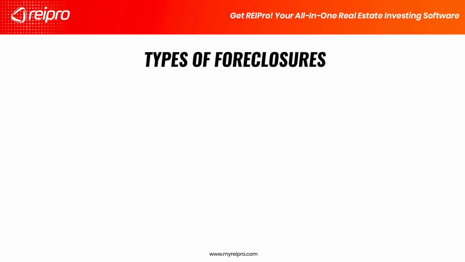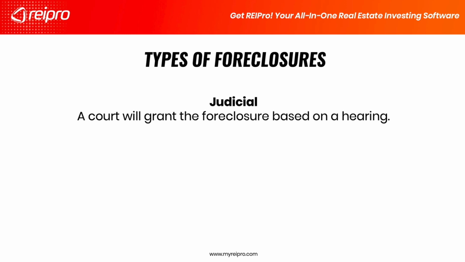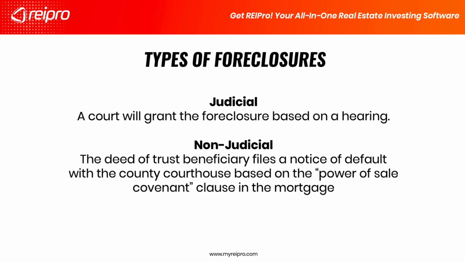Now, let's look at the types of foreclosures. The very first one is a judicial. So a court will grant the foreclosure based on a hearing. Next is a non-judicial. The deed of trust beneficiary files a notice of default with the county courthouse based on the power of sale covenant clause in the mortgage.